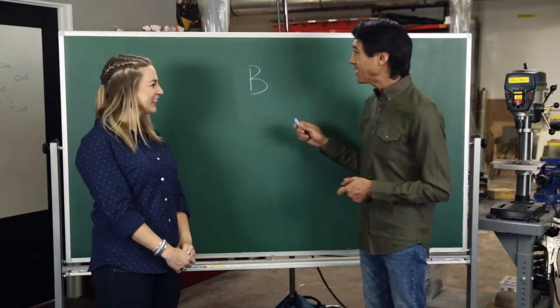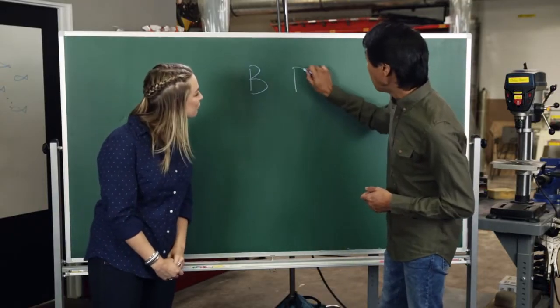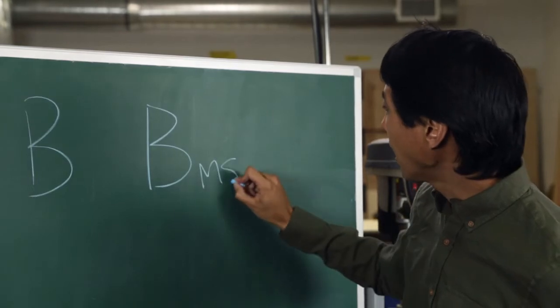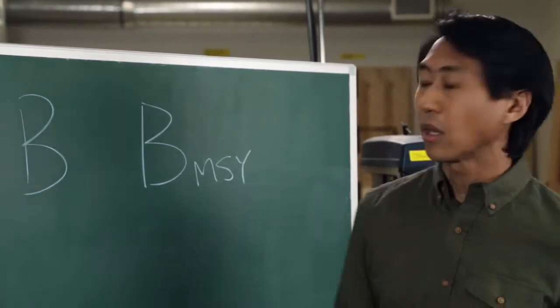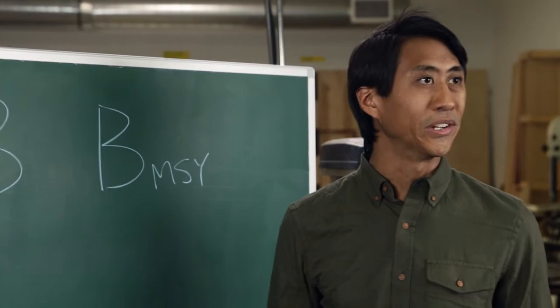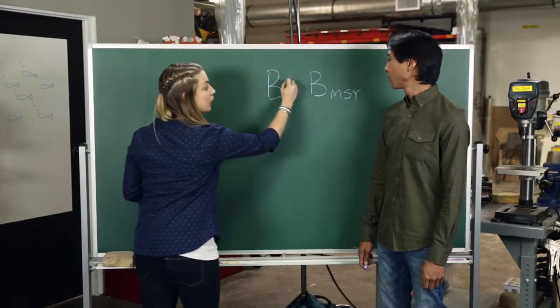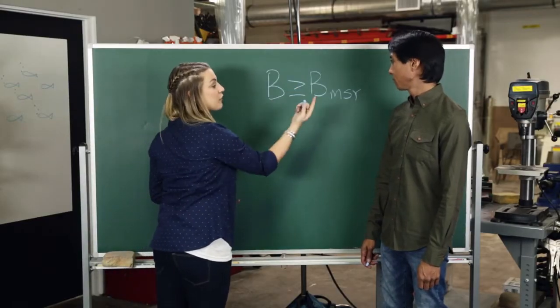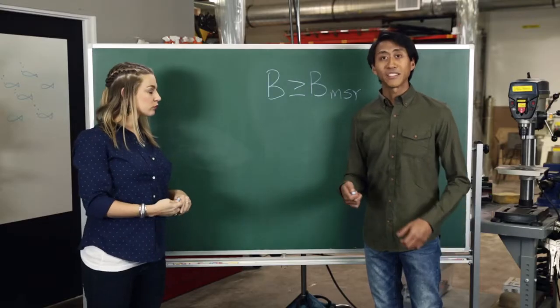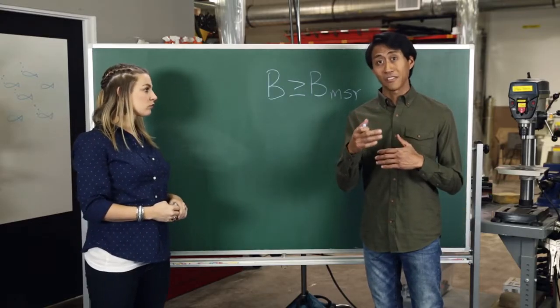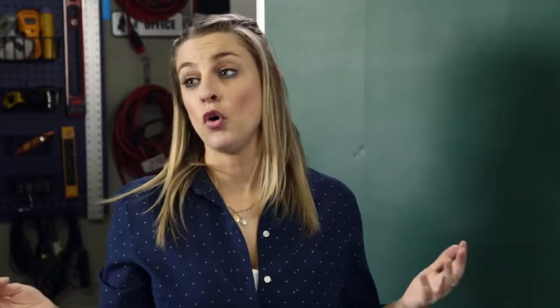Thanks. So, we denote this term as B sub MSY, or the biomass that would produce maximum sustainable yield. So you want the biomass to be greater than or equal to B sub MSY. But since these numbers are estimates, fishing managers like to set even higher thresholds for biomass so that they can account for error. That's not even the whole story.